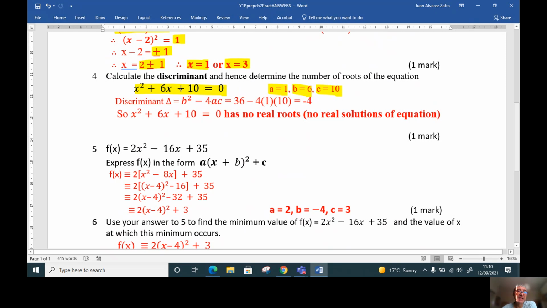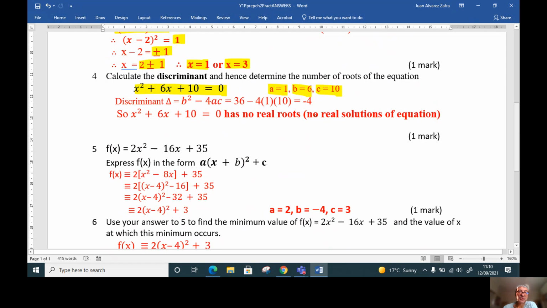That basically tells us that for this quadratic, there's no point in trying to use the formula or factorize or complete the square. If we do any of those, we find that it has no real solutions. And that is because we would end up with a square root of minus 4. And the square root of minus 4 has no real solutions.